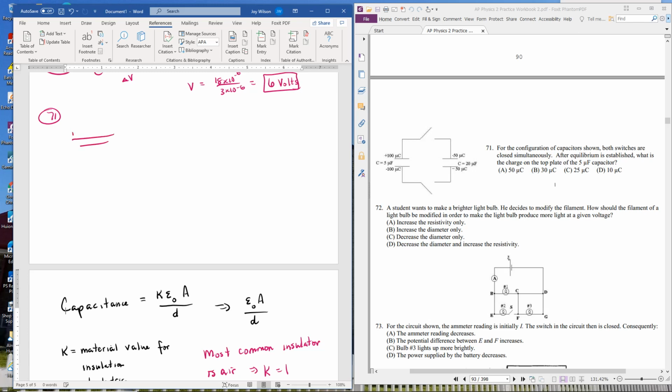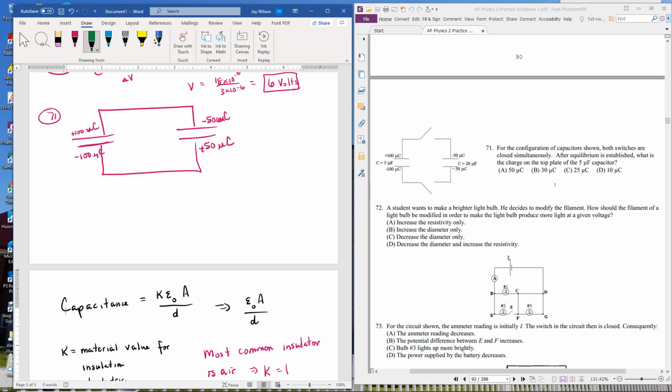We've got plus 100 microcoulombs, minus 100 microcoulombs, and we're going to connect it directly to a minus 50 microcoulombs. Sorry, that's terrible. And a plus 50 microcoulombs, and we're connecting them up like so. And they say once it reaches equilibrium. What does equilibrium mean here? Well, let's see. The trick is going to be this one has positive, this one has negative. So we have a net of 100 minus 50, which is 50 microcoulombs.